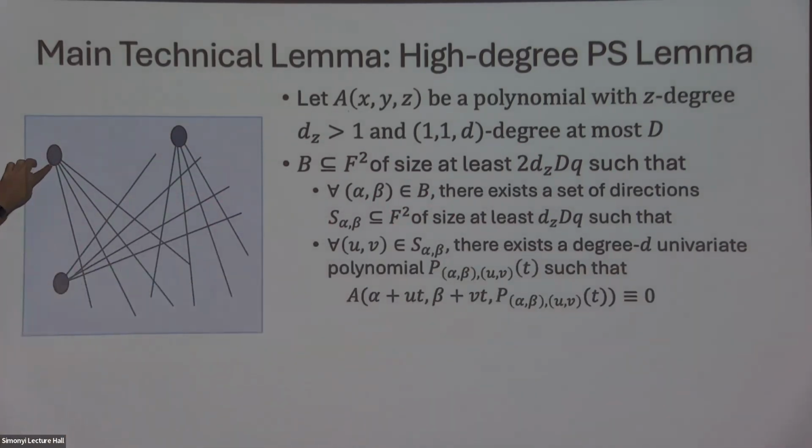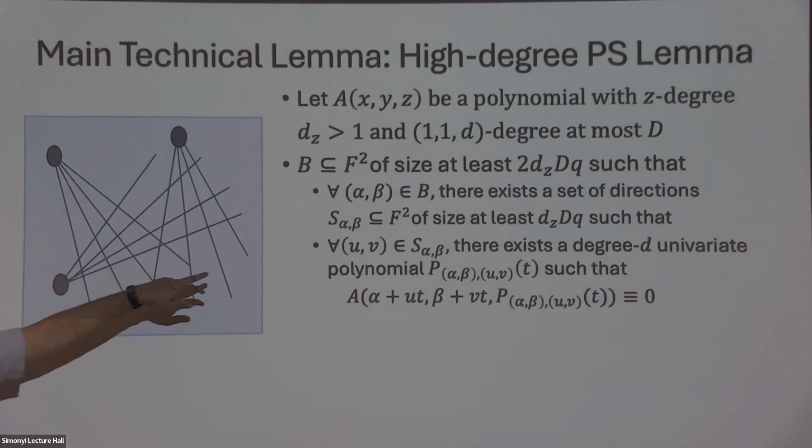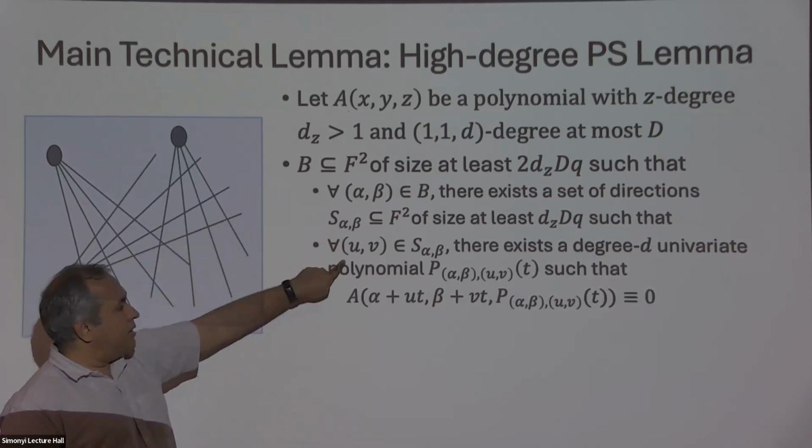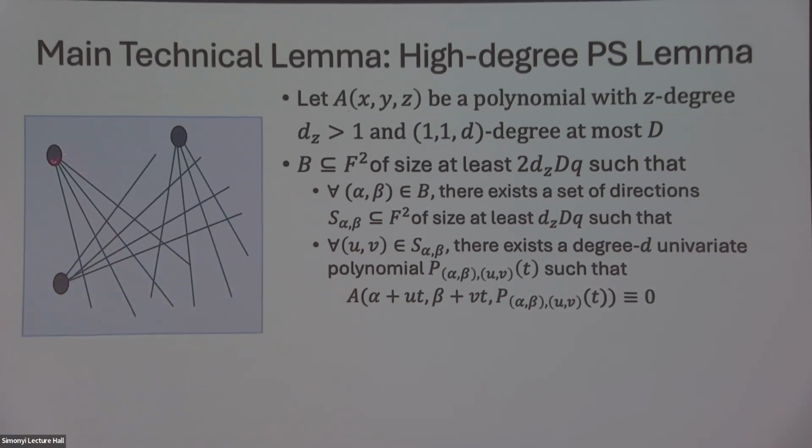That is, each of these points has a large set of directions, given by alpha, beta, such that once you fix the point and the direction, as I'm fixing alpha, beta and u, v, I'm looking at lines of the form alpha plus ut and beta plus vt. For every such line in this set, there is a polynomial p alpha beta u v t, so that when I plug that in, this becomes identically zero. That is, once I restrict to the line, then I get an identity.